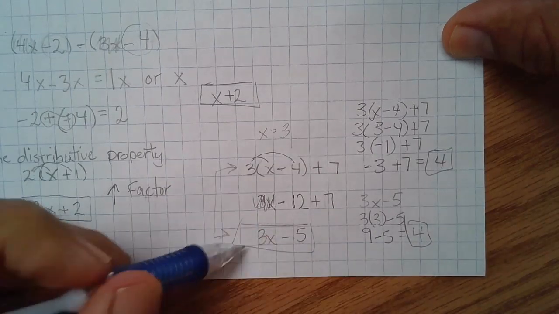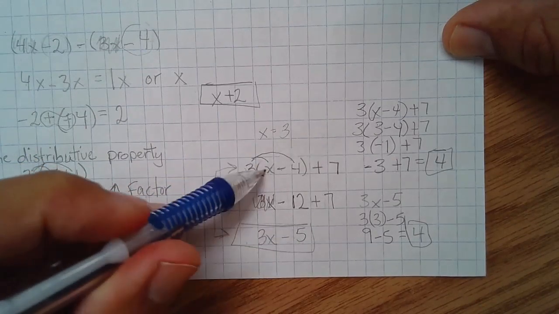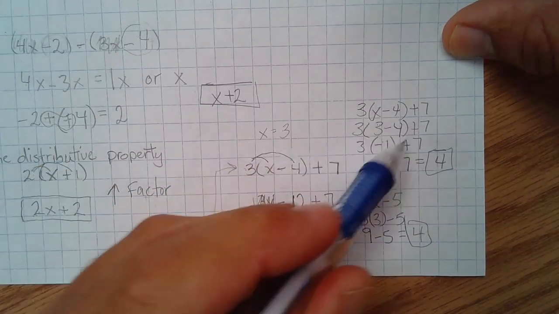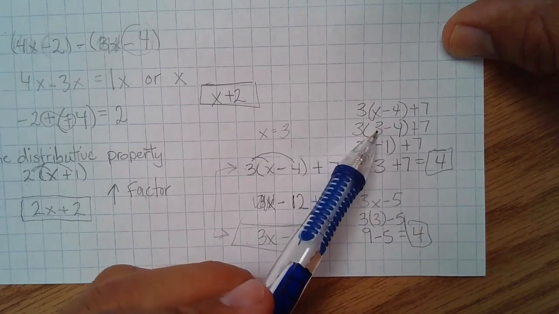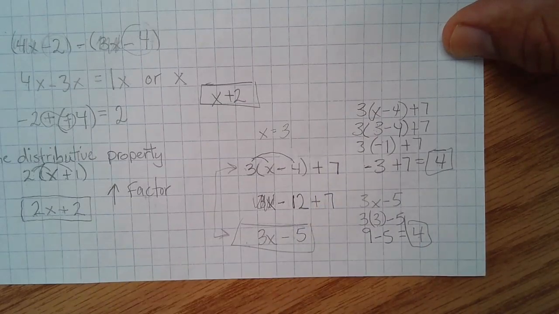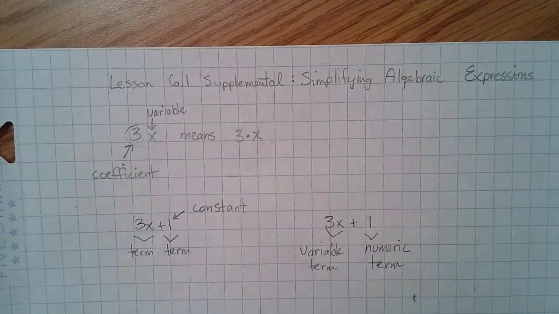So see, this expression is linked to this expression. If I substitute any number for x and I use the order of operations, I would get the exact same number as I just showed you when I substituted 3 for x right there. It could be any number. It could be 50,000, whatever. You'll still get the same answer. Okay, so that's what you got to know about simplifying algebraic expressions.